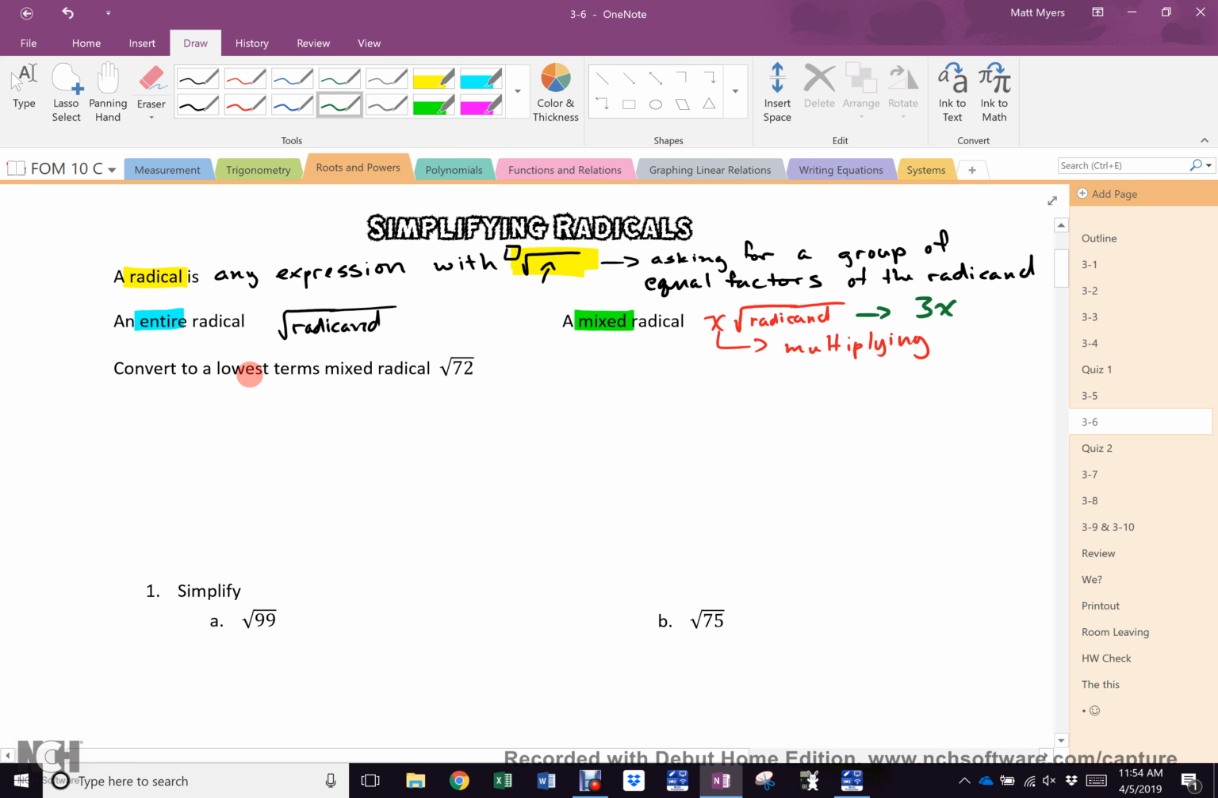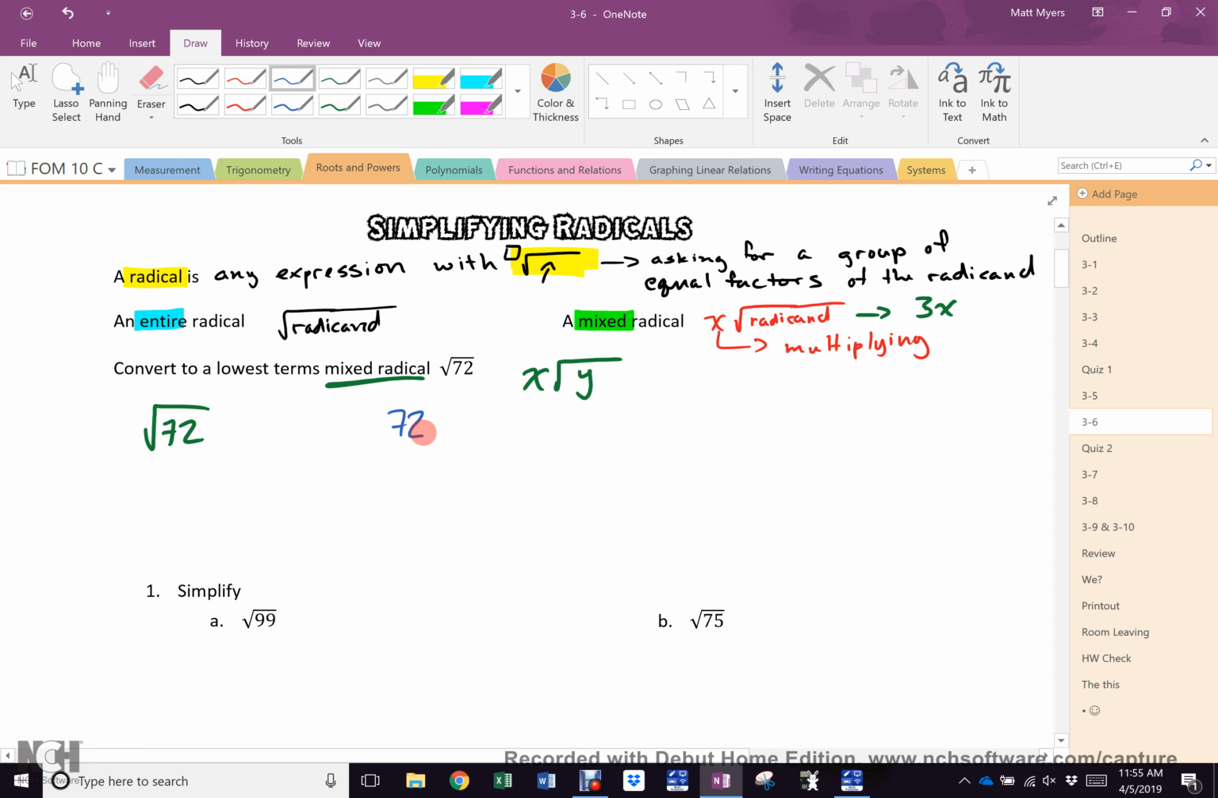If we are converting to the lowest terms mixed radical, that means my answer is going to have some number, a square root, and then a radicand. That's what I need to get to. Right now, I only have the radicand, yes? Okay. So square root of 72. Since there's no little number there, what am I looking for? Groups of 2, right? Right now, I have no groups of 2 because there's only one number under there, correct? Okay, take 72 and do prime factors for it.